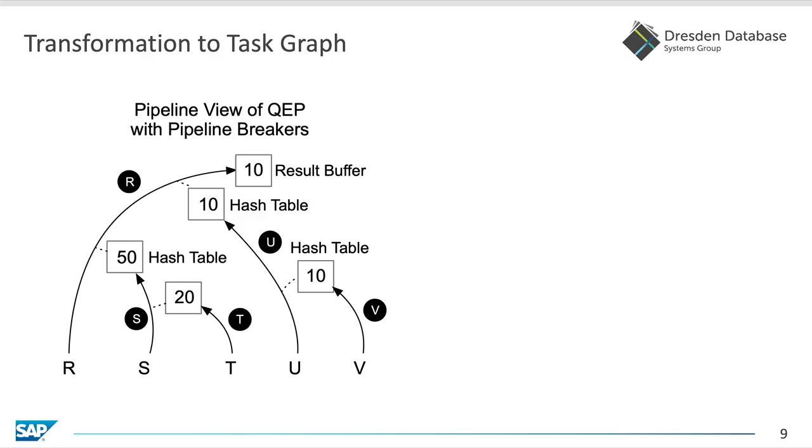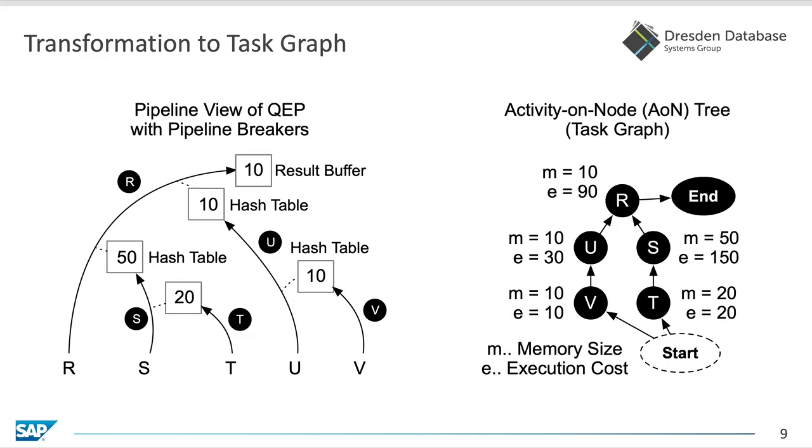Now, since we have the cost, we need to transform our pipeline execution model into a task graph, since we want to know how to properly process the individual tasks while adhering to the dependencies between the individual pipelines. As you can see here, we have pipeline R depend on S, S depend on T, R also depend on U, and U depend on V, meaning that U cannot be processed before V has been processed, S cannot be processed before T has been processed, and R accordingly.